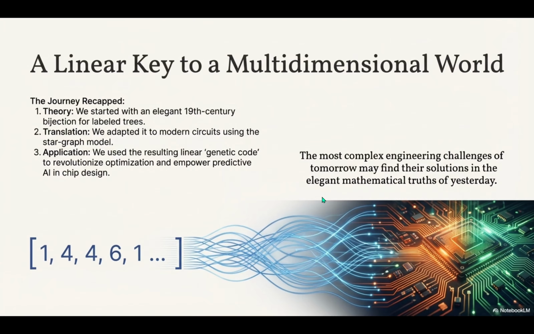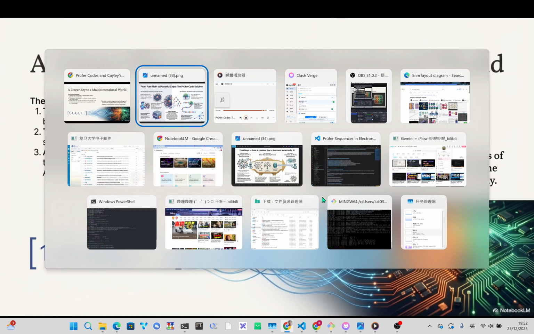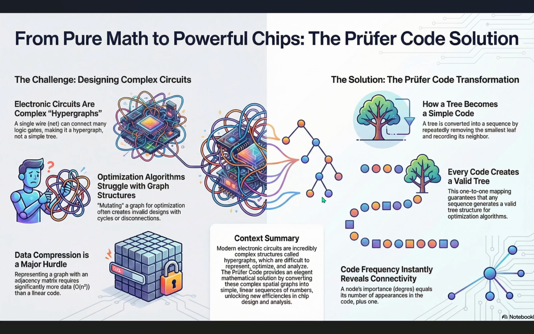The takeaway here is so clear. These foundational truths are directly solving tomorrow's most complex engineering challenges. It's all about that transformation from a complex, multidimensional system into a clean, linear code. And we're surrounded by systems like that, systems that are just too complex to grasp all at once. So we'll leave you with a final thought on that.